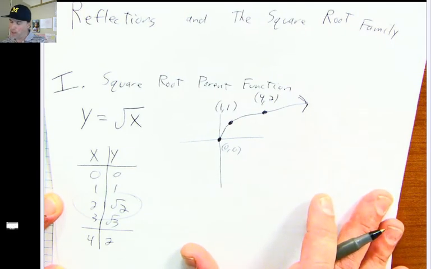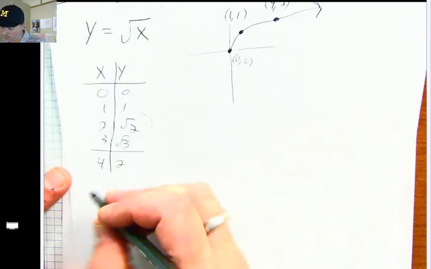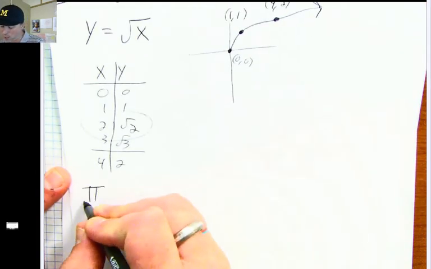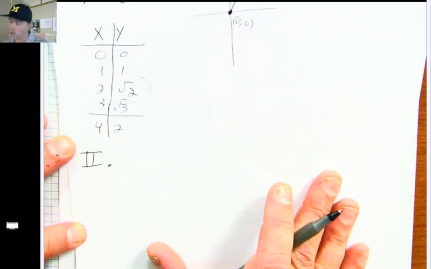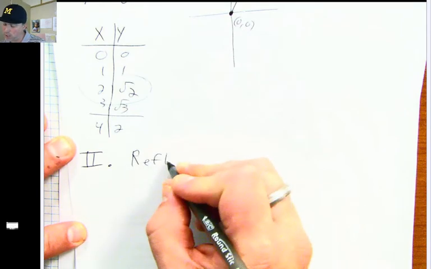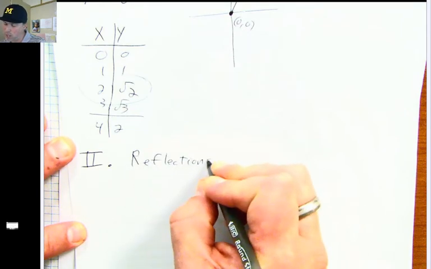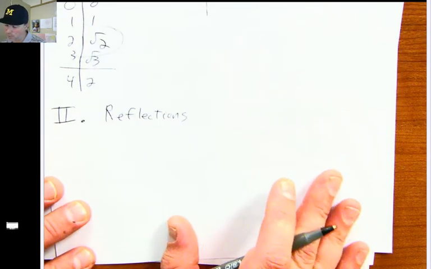Okay, now part 2, let's get into reflections. And you're going to want some graph paper, so if you're not working on graph paper, maybe pause the video, go find some, come on back, hit play, and get caught up. We're going to examine 3 different types of reflections.